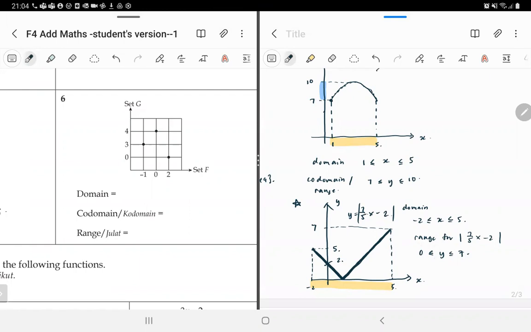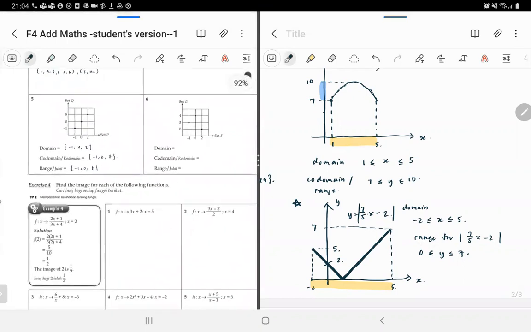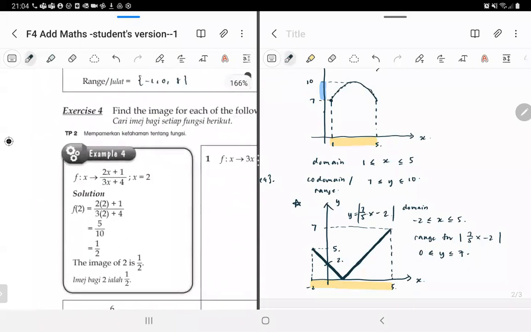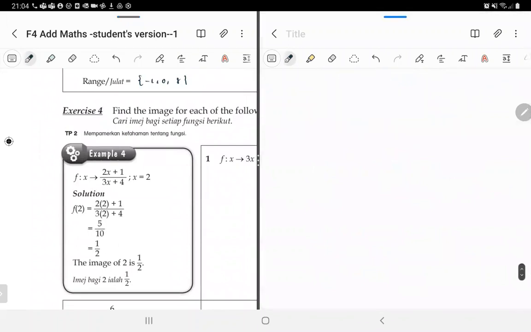Now we come to some calculations. Calculation is very easy. Don't be scared of all these items here. They look very complicated, but it's actually very easy. So the question will say something like: find the image, evaluate, or find the value. When you see these keywords, find the image, evaluate, and so on, that means we need to solve the equation.